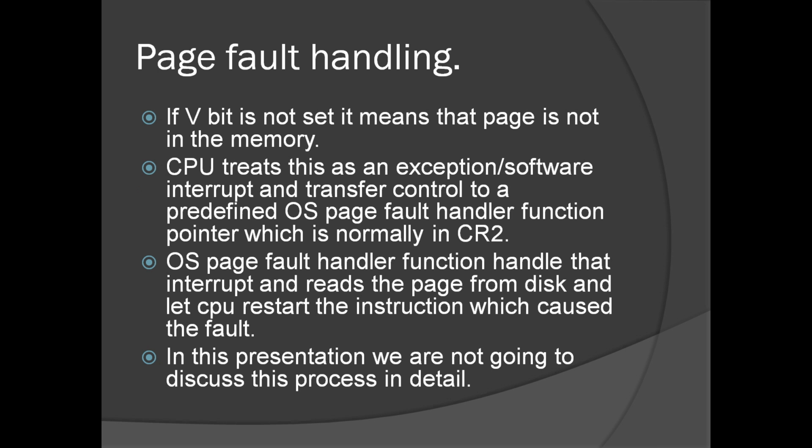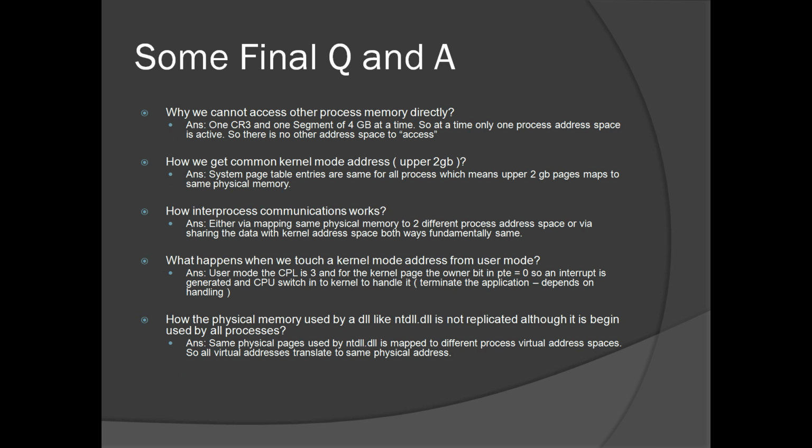A little bit about page fault handling. We are not going into the details of it. If the V bit of the page table entry is not set, it means that the page is not in memory, but it's in the page file. The CPU treats this as an exception or interrupt, or page fault if you will, and transfers the control to a predefined page fault handler. The faulting address is normally in the CR2 register. What the handler does is read that particular page from the disk and store it in memory, and let the CPU restart the instruction which caused the fault, so that it will be transparent to the application which uses that particular instruction. So here are some of the final Q&A.